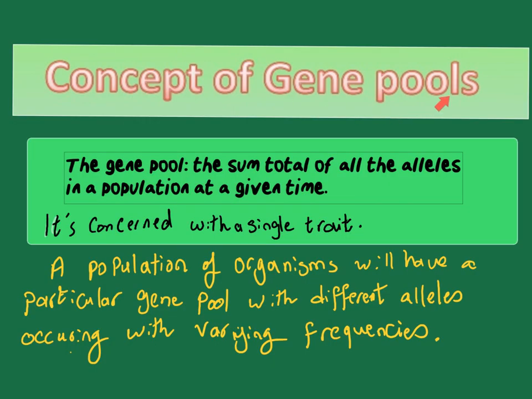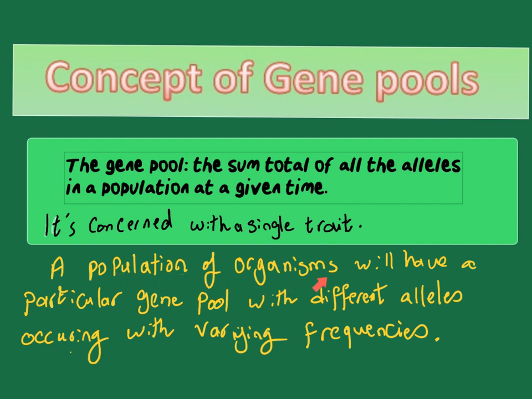Gene pool concept. Gene pool is the sum total of all alleles in a population at a given time. All alleles of genes of all the members in the population at a given time, we call this the gene pool. It's concerned with a single trait. Normally, when we say gene pool, we explain only one trait to focus on it, like a disease or advantageous characteristics or something like this.